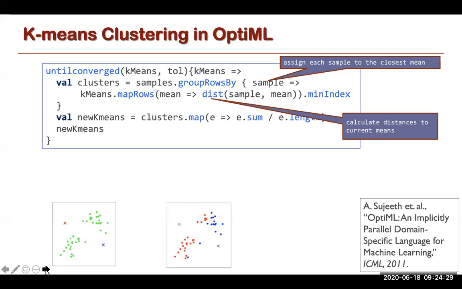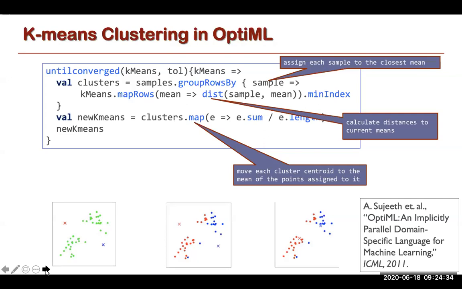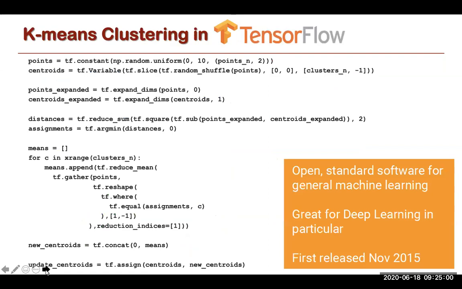And then you're gonna move the means to the centroids of these two clusters. And then of course you're gonna iterate until the centroids or the means stop moving. So a few lines of code there. And this is a high level representation of the K-means algorithm. And this we did, as I said, about 10 years ago. More recently, TensorFlow has used the same sorts of ideas, and you can express K-means clustering in TensorFlow like this.